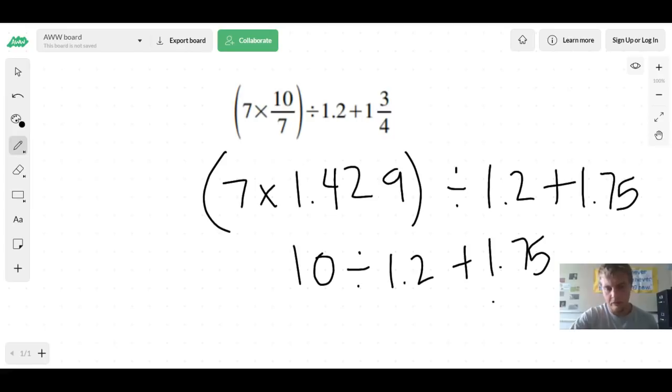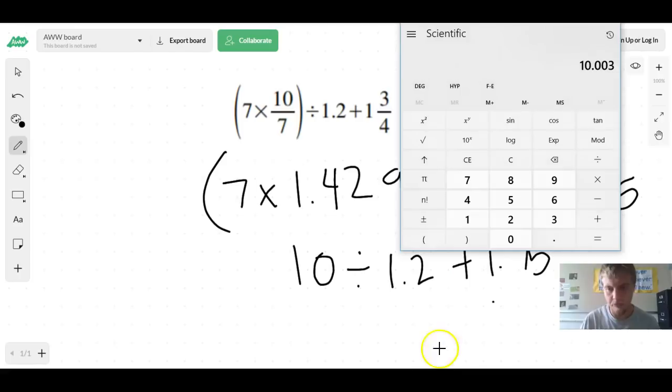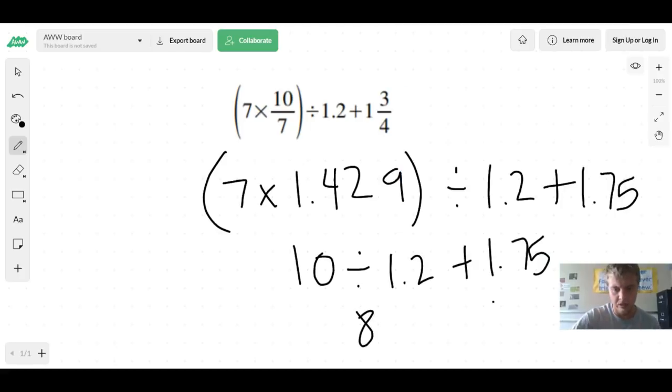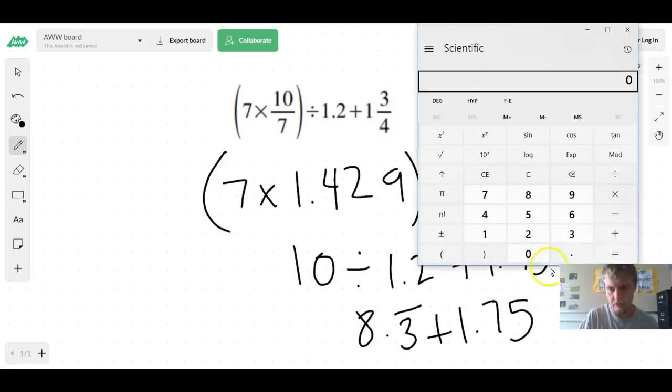What we're going to do now is divide, because we dealt with the parentheses first. Next we'll deal with the division because it comes before addition. So we'll do 10 divided by 1.2. That's going to give us 8.3 repeating, so we will leave that. So we'll say 8.3 repeating, plus 1.75. We will add these two things together.